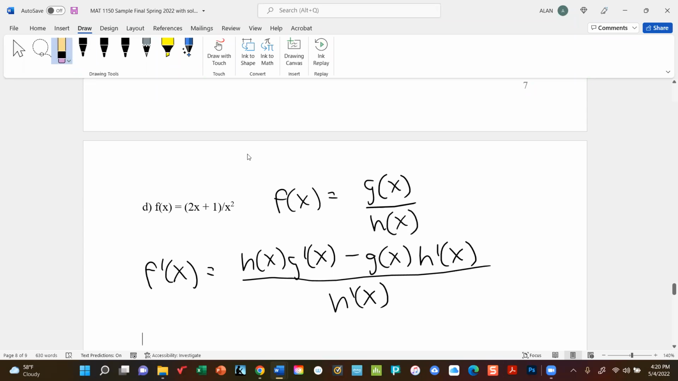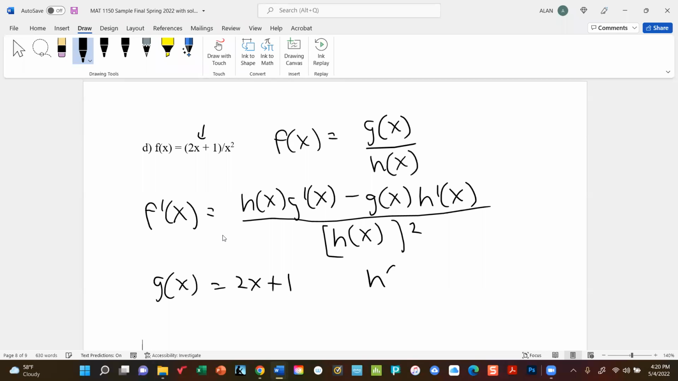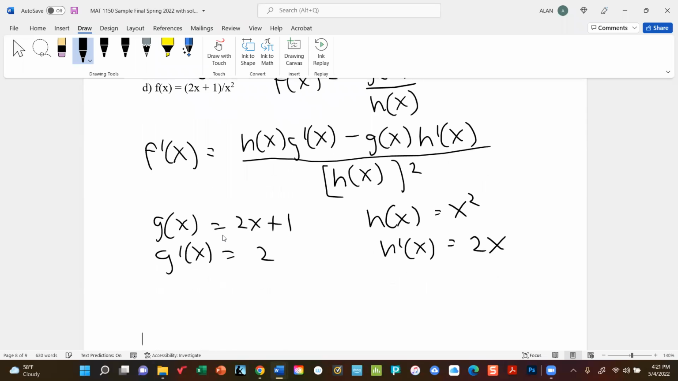Oh, sorry, that's not right. It's h of x squared. So first things first, g of x is the numerator, 2x plus 1. H of x is the denominator, x squared. G prime of x is just 2. h prime of x is just 2x. So let's plug those in.